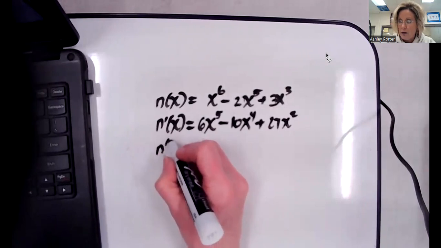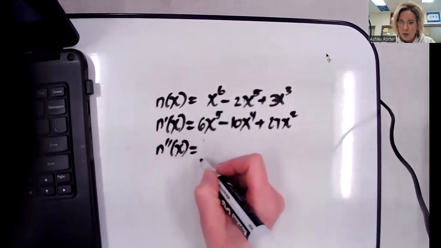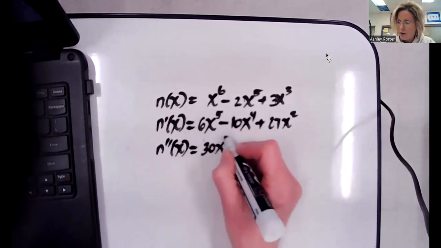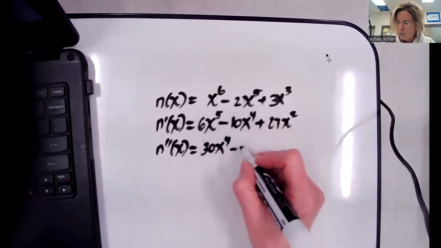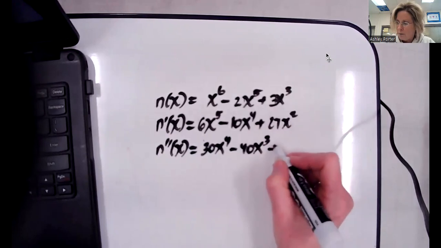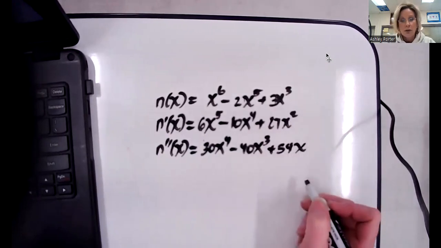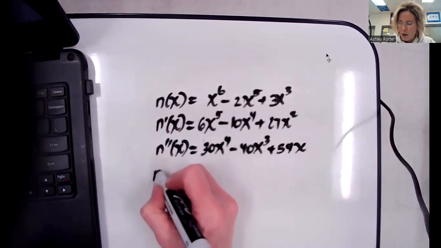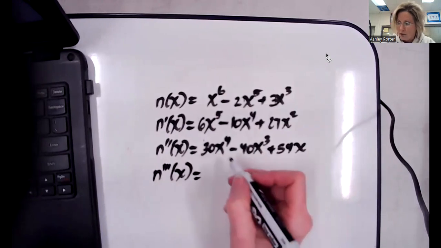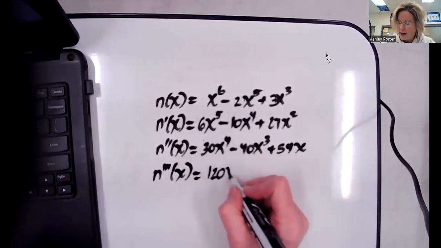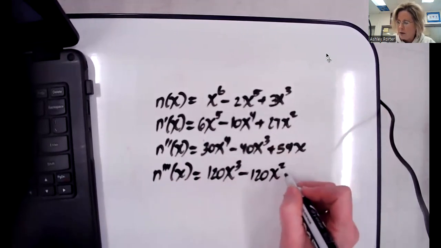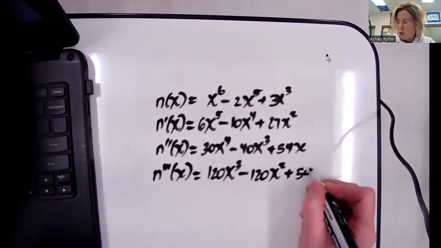Now I go from there, and to get the second derivative, I do the derivative of the first derivative. So 30x to the 4th minus 40x to the 3rd plus 54x to the 1st. Then if I want the third derivative, I simply do the derivative of the second derivative. So what is 4 times 30 is 120x to the 3rd minus 120x squared. The derivative of 54x is 54.